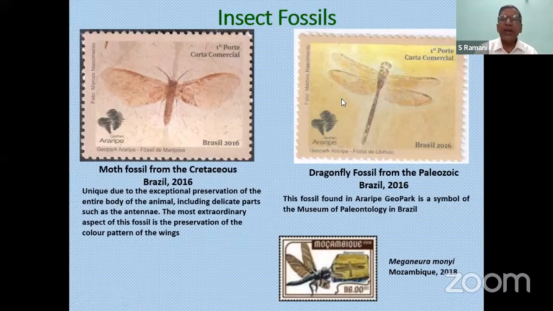And this is of a dragonfly, which is also from the Paleozoic, again produced from Brazil. And this fossil is found in their geopark, which is Araripe Geopark in Brazil. And it is a symbol of the Museum of Paleontology in Brazil.